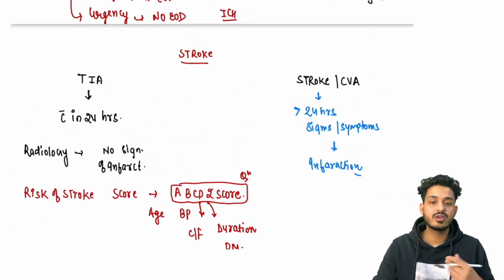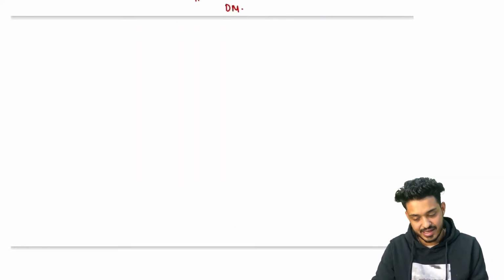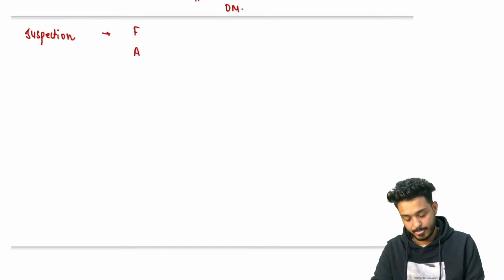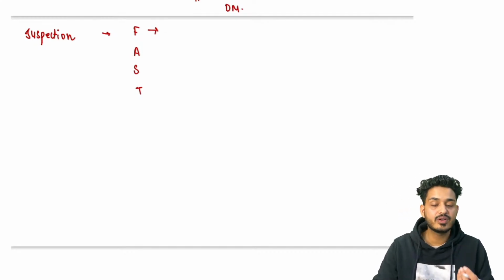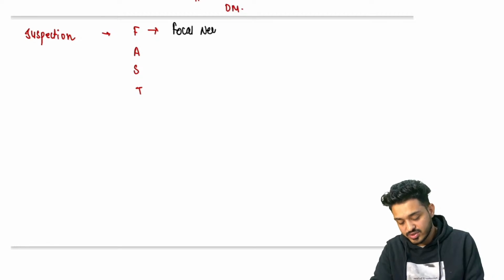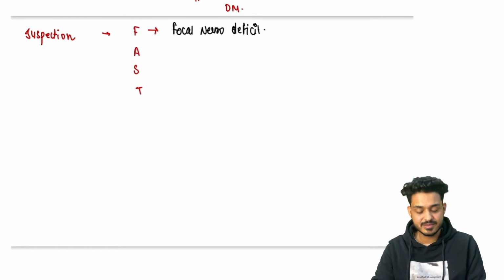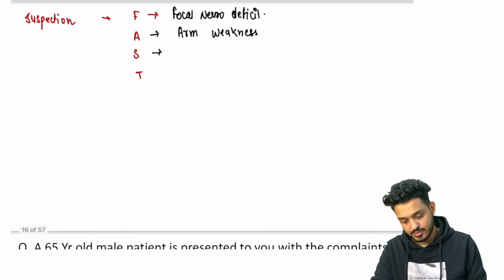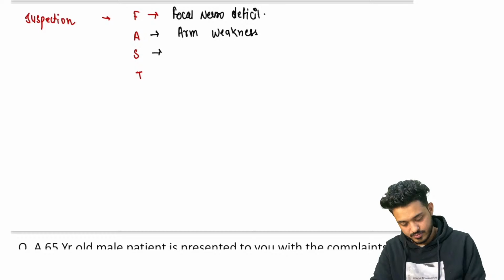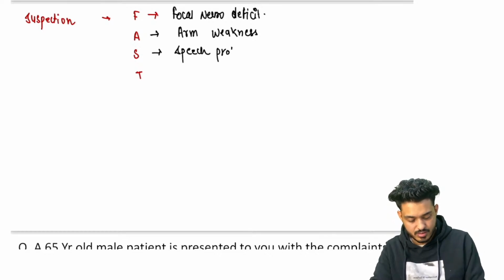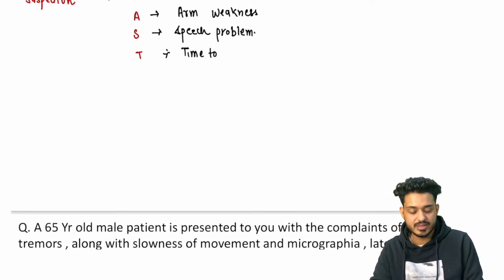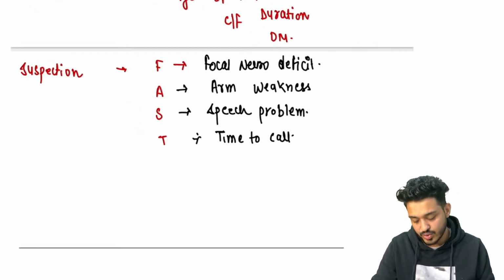So how will you understand that a particular person is going under stroke, right? For the suspicion, we are having a sign that is FAST. F, if any kind of focal neurological deficit is present. A, if any arm weakness is noted, अगर ऐसा कुछ हो रहा है. S, if there is any problem in the speech. And T, this is the time to call the ambulance, time to call for help. So this is the FAST that we are going to do for the suspicion of stroke.